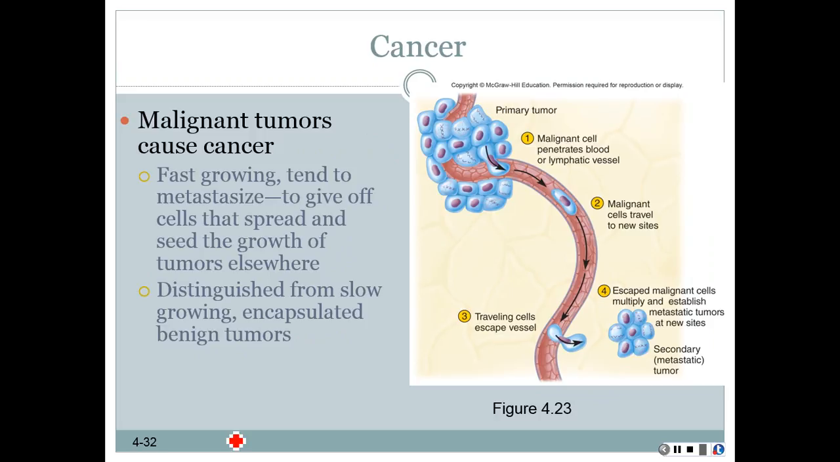Okay. So let's look at cancers for a minute. Everybody is aware of what cancer is, and how it affects the body and the various stages. But when we look at tumors, you have malignant and you have benign. Benign ones are non-cancerous. Malignant tumors are the ones that cause cancers. They are fast-growing, and of course they tend to give off cells that seed the growth of multiple tumors. It's called metastasis.